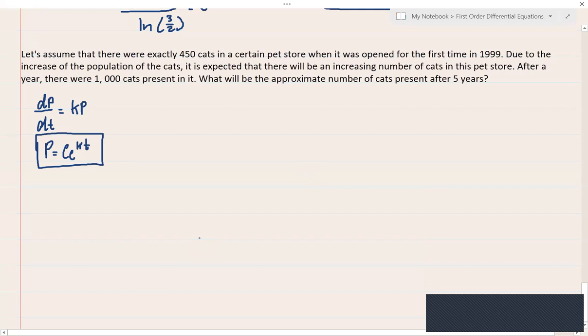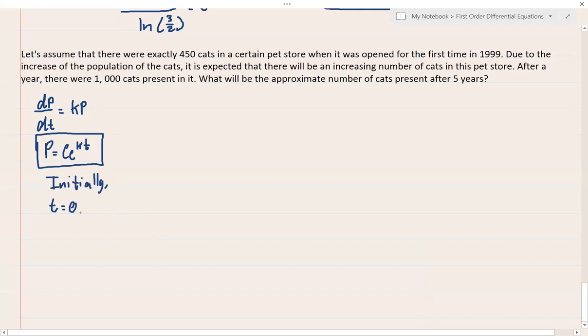Now, let's find the particular solution for this one. P is equal to C E raised to kt. So as always, let's start at the initial condition. Initially, syempre, yung time mo ay equal to 0. And of course, sabi daw rito, let's assume that there were exactly 450 cats in a certain pet store when it was opened for the first time in 1990. Kumbaga, initially, sa simula ng taon na yun, there were exactly 450 cats.